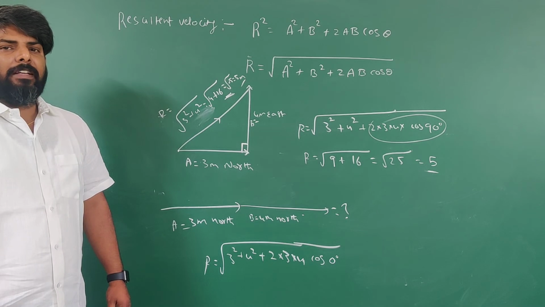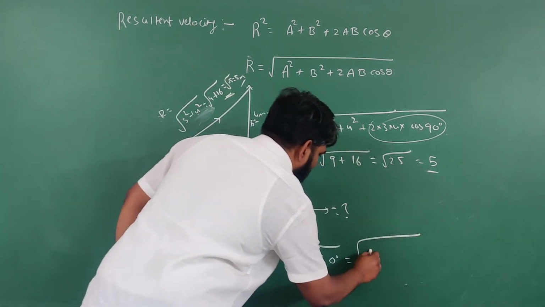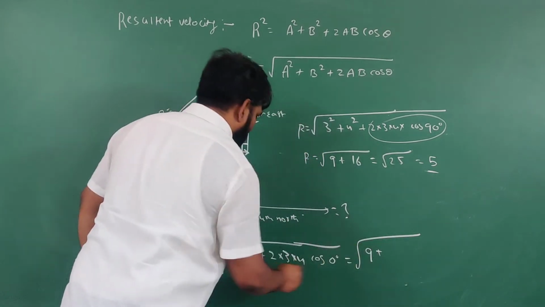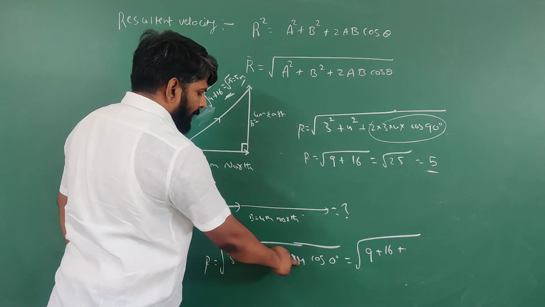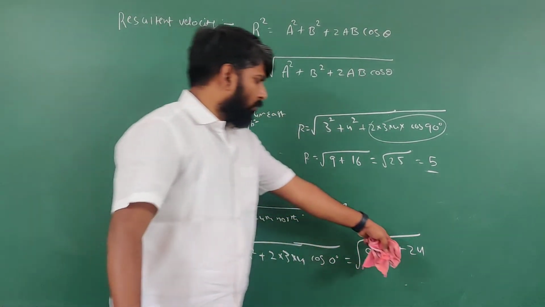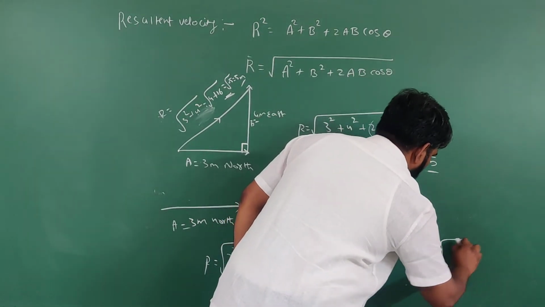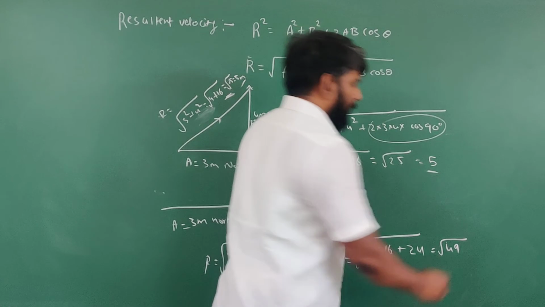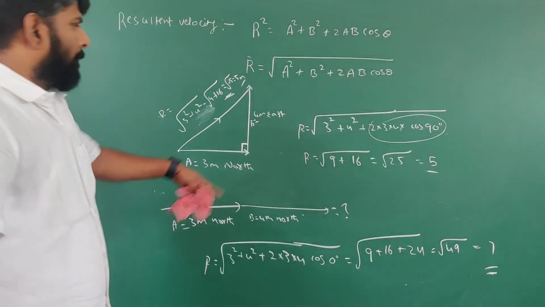What is the value of cos 0? 1. So what answer are we getting? 3 square means 9, plus 4 square means 16, plus 2 into 3 is 6, into 4 is 24. Cos 0 is 1, 1 into 24 is 24. So 25 plus 24, which is equal to root 49. Root 49 means 7 square, which is equal to 7.